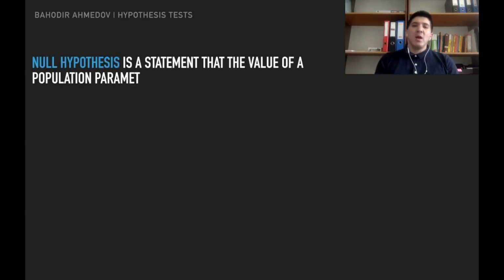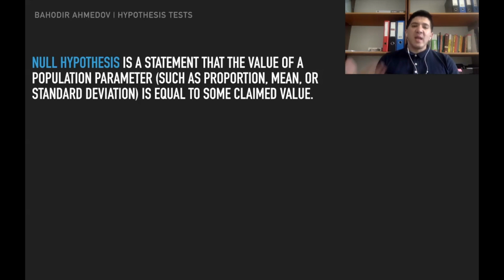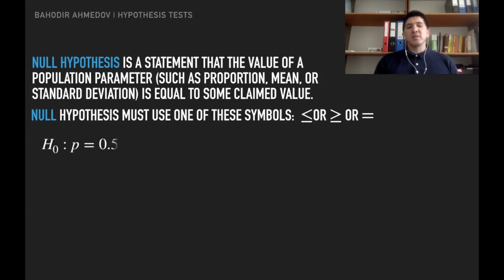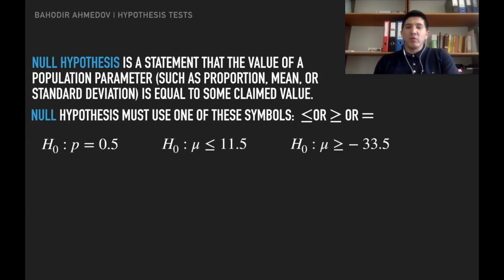We are going to talk about two different types of hypothesis. One is called the null hypothesis. The null hypothesis is a statement that the value of the population parameter, such as the mean, proportion or variance, is equal to the claimed value. For example, the null hypothesis might be that the proportion is equal to 0.5 or 50%, or the mean is less or equal than 11.5, or the mean is more or equal than minus 33.5. Basically, if you see an equality sign in your claim, like equal, less or equal, or more or equal, then you should know that this is the null hypothesis.